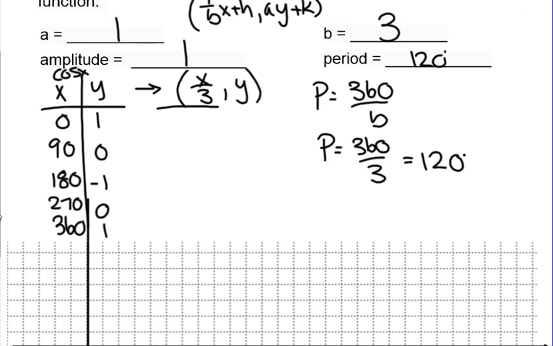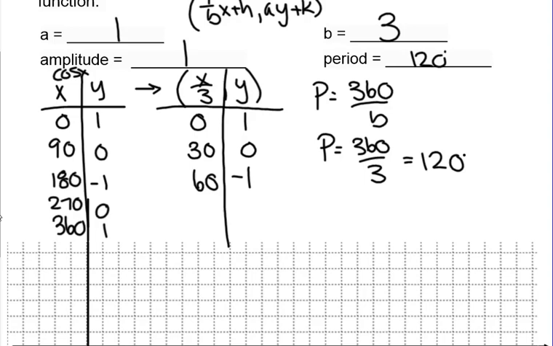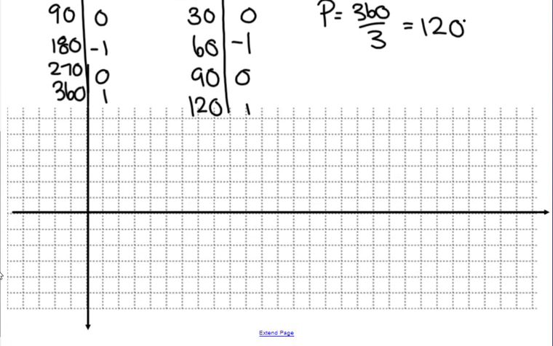So these points would become, well, 0 divided by 1/3 is 0. Our y's stay the same. 90 divided by 3 is 30. Our 180 divided by 3 is 60. 90, and then we have 120, and those y values stay the same. So if we're going to graph this, so there's a nice coordinate for you.